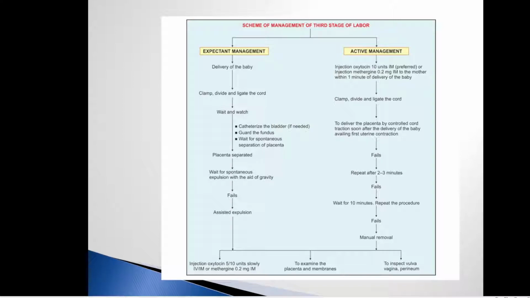Now I want to explain passive management, or expectant management. In this situation, detachment of the placenta happens spontaneously. We wait and watch. But first of all, we catheterize the bladder if needed, and we wait for signs of placental separation. We wait for spontaneous separation of the placenta.